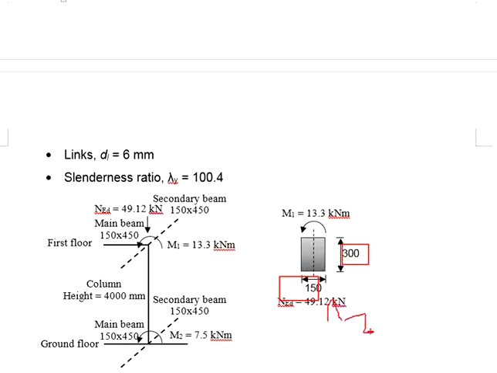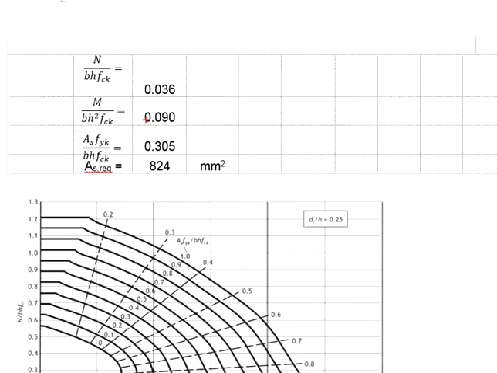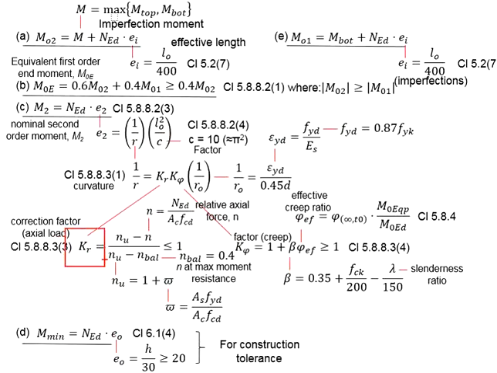BH square times SCK, which is 30. You get the x-axis equals to 0.09. Refers to the chart, 0.036 and 0.09, which is somewhere here. Let's say we get the numbers equals to 0.3, which fall at the line of 0.3 here. The AS required would be 810 mm square. This shall be the AS that you use to calculate the KR.